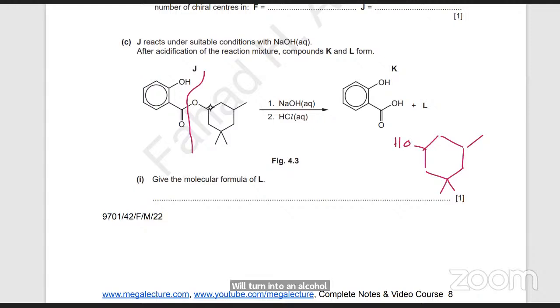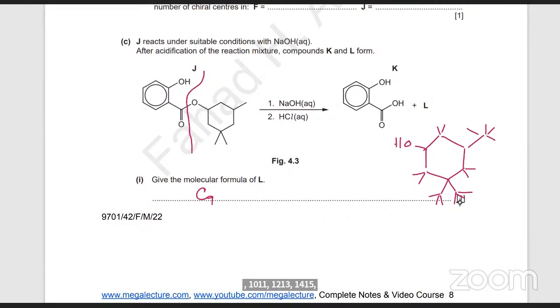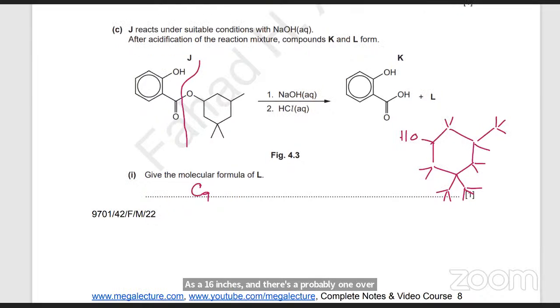For its molecular formula, how many carbons? That's 1, 2, 3, 6, 7, 8, 9 carbon atoms. Count the H's. So that's 1, 2, 3, 4, 5, 6, 7, 8, 9, 10, 11, 12, 13, 14, 15, 16 H's, and there's probably one over here as well. So that's 17. And I think it's 18 H's, and there's one O.